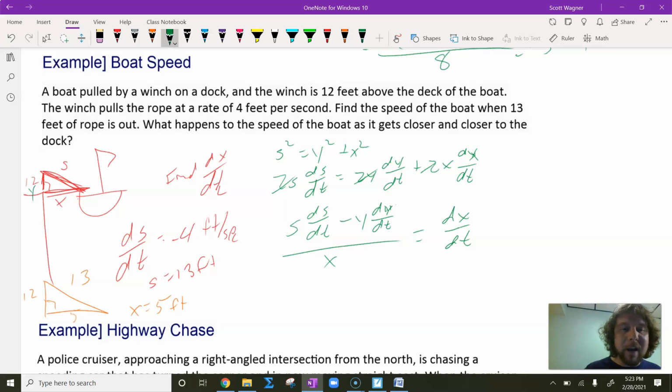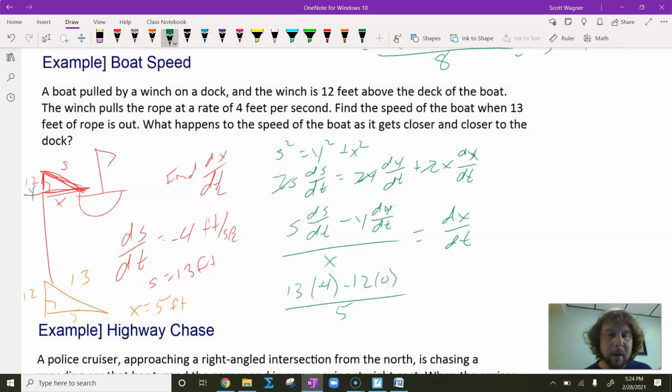The s value for this situation is 13. The ds/dt is negative 4. Minus the y value, that's going to be a 12. And then the dy/dt, that's going to be the height of the winch. That's not moving. That's not changing. So I'm going to keep that as 0. And then divide that through by the specific x value. We used the Pythagorean theorem for that, and we ended up with a 5 right there.